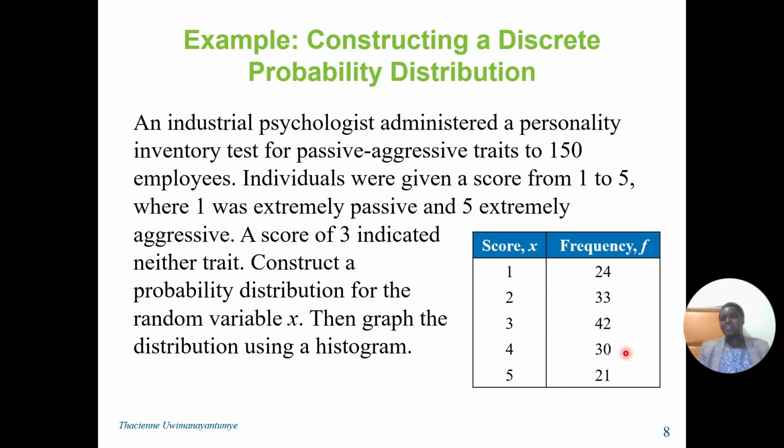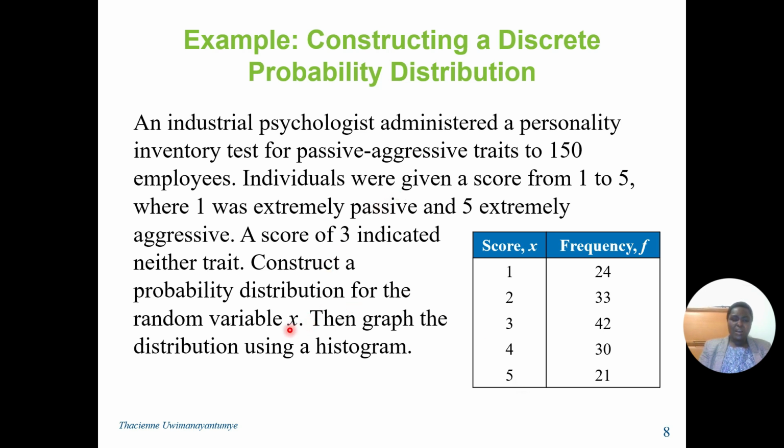I have listed here, among the 150 employees, how many people had the score 1, how many people had the score 2, how many people had the score 3, how many people had the score 4, and how many people had the score 5.